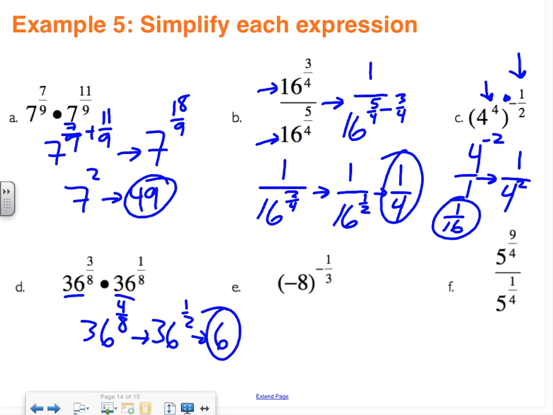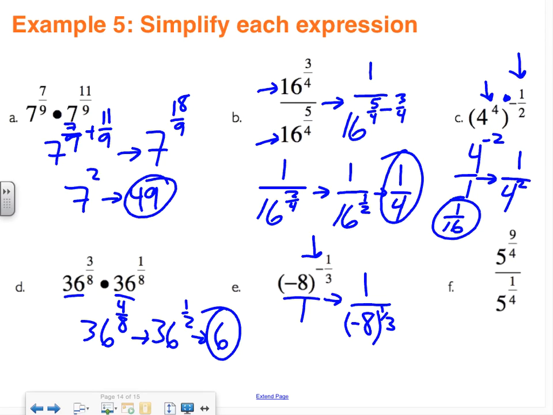Now this one, it's not quite as interesting. The exponent on that 8 is a positive 1. So this is really just negative 8 raised to the negative 1/3 power. On this one, it's a good idea to try to get rid of the negative because it makes it really confusing. So this is really all over 1. To get rid of the negative exponent, we write it as 1 over negative 8, don't forget the parentheses, to the positive 1/3 power.